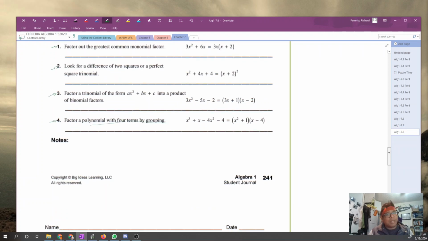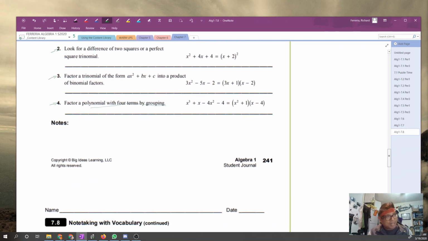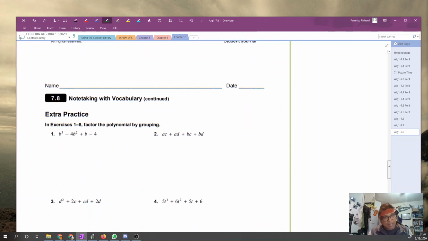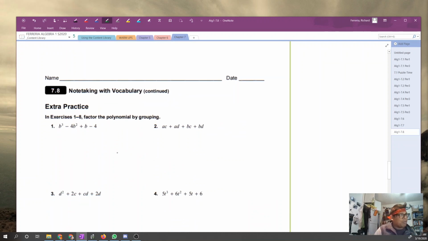It's an interesting concept. Honestly, I don't see it that often in math. Maybe I shouldn't say that, but this feels kind of weird sometimes. So let's take a look at this. We're going to factor by grouping, and the first group I'm going to look at is this one right here.